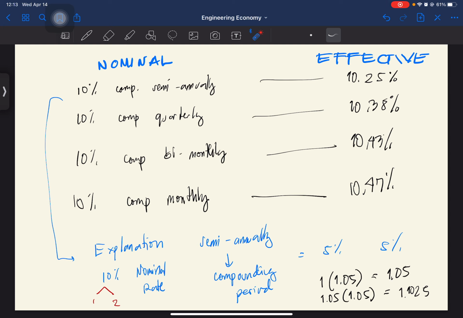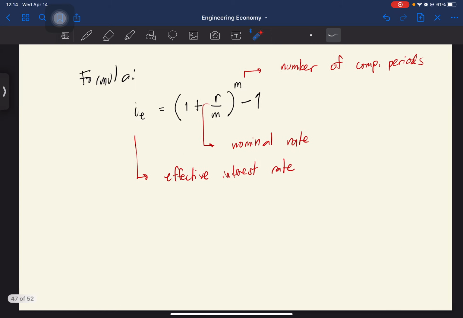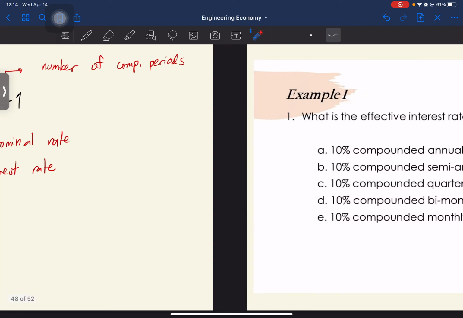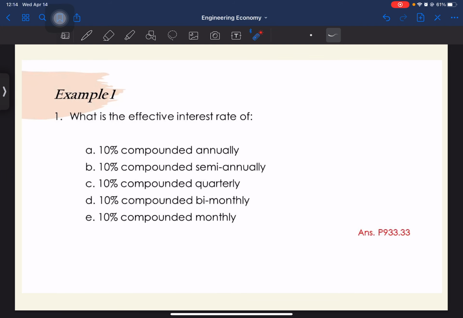And kung papansin mo, the more compounding periods sa isang taon, the larger its effect in a year is. Okay? Kasi mas maraming compounding periods, mas maraming interest ang naiinteresan pa. Okay? Mas nagiging madami yung tubo. Okay? So, now you understand the nominal and the effective. Okay tayo ron? So, yan yung formula of using that.